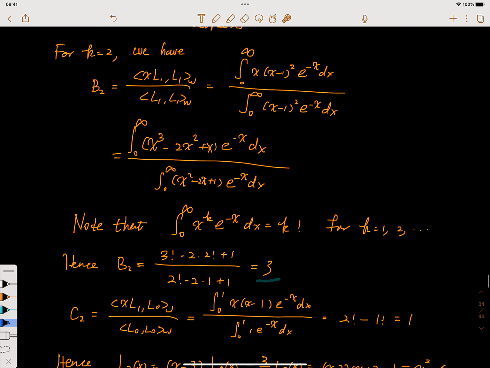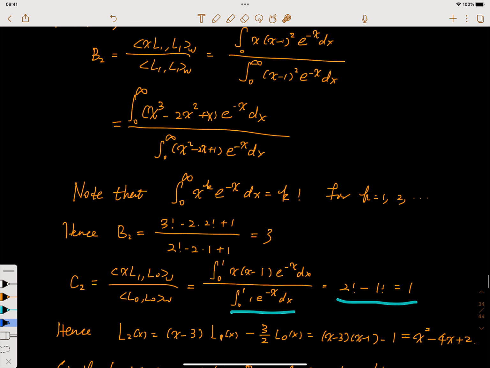Similarly, you can do this for C2, and C2 has this formula here based on the recursive formula. Again, the numerator just becomes this. You can see that you're going to have x squared minus x, and that will be 2 factorial minus 1 factorial. The denominator is just 1, so here you just get C2 equals 1.